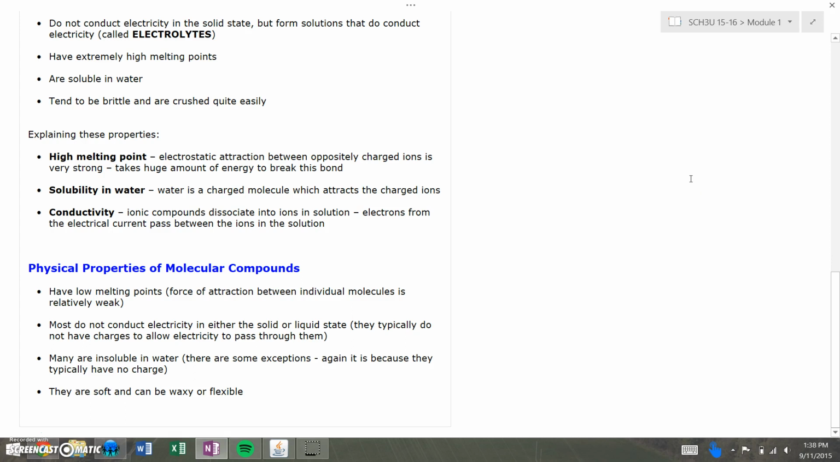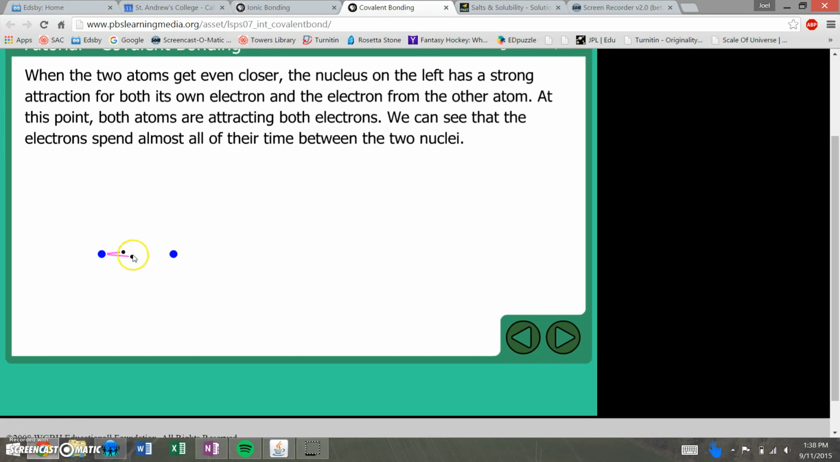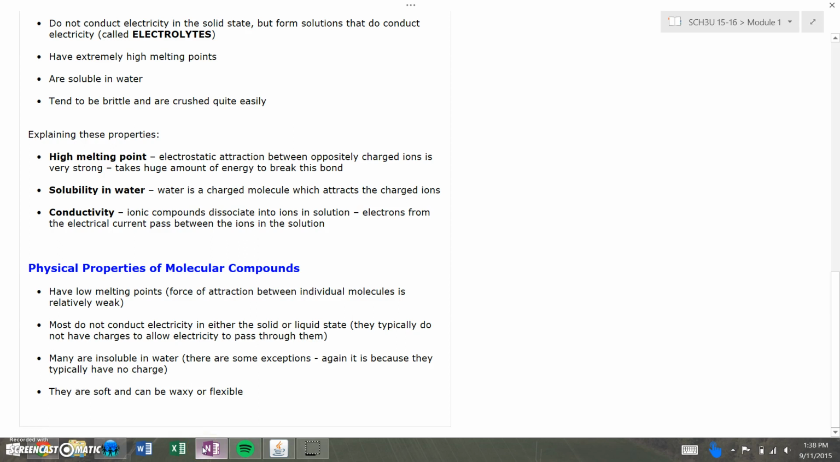Physical properties of molecular compounds, on the other hand, now you're talking about a much lower melting point. Because the attractions between molecules are much weaker, the attraction is within the molecule much more so than it is between molecules. So this is a hydrogen atom here. We have these two hydrogen atoms strongly attracted to each other. But if you brought another molecule along, the attraction between the two wouldn't be as strong. So it's much easier to break this up into a much less dense substance, like a gas or a liquid.